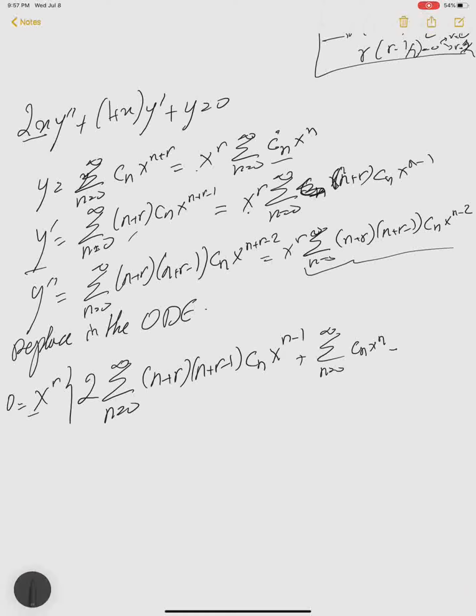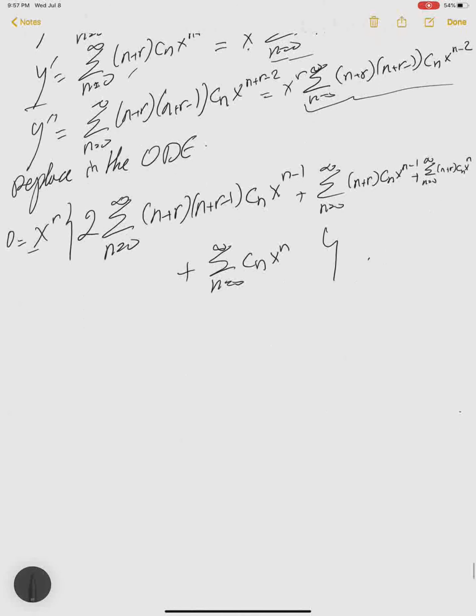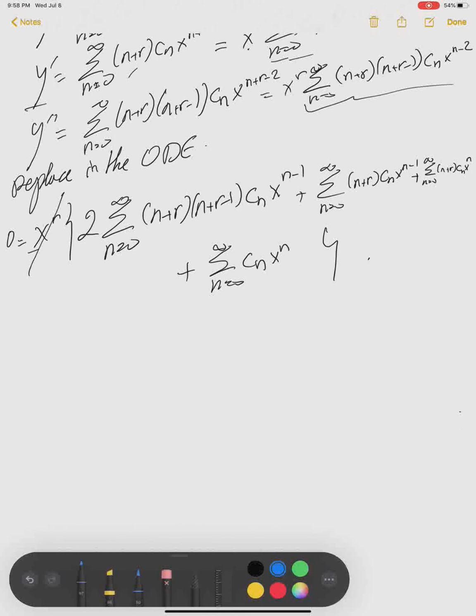Again, you have to bear with me that I don't make any calculation mistake that might cost a lot. So this is (n + r) c_n x^(n-1) plus x times this. So this is summation from n equals 0 to infinity (n + r) c_n x^n, because I multiply by x, plus summation from n equals 0 to infinity of c_n x^n. And this is my ODE. Now x is different than 0, so I can simplify this. x is positive. Now I solve the same way I used to solve in the case of an ordinary point.